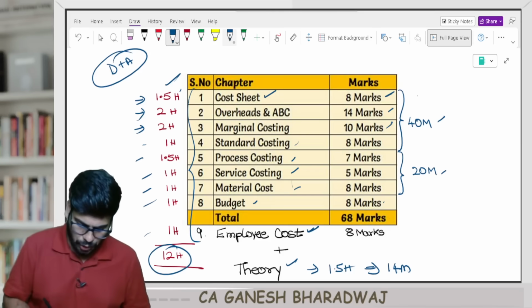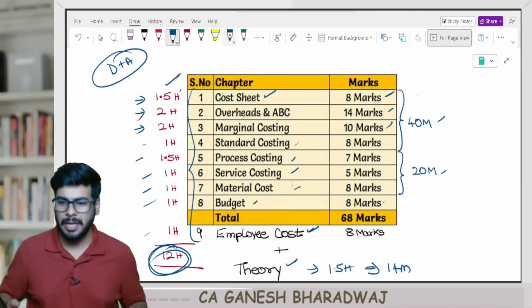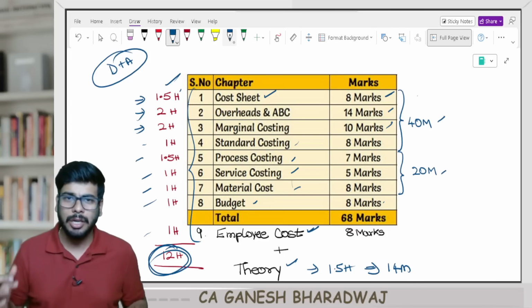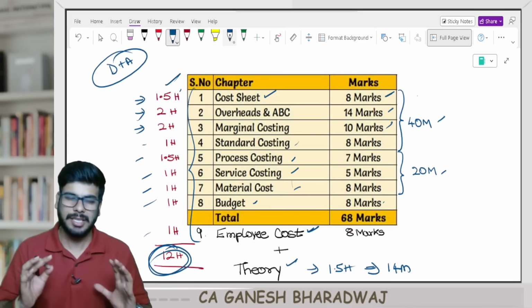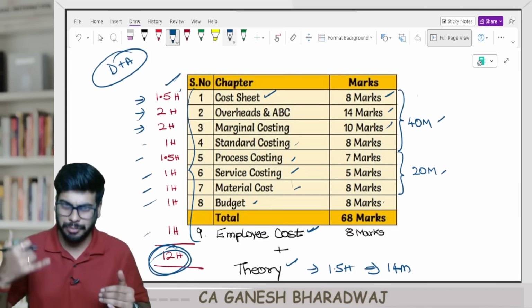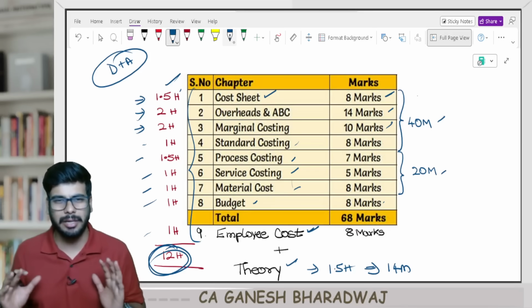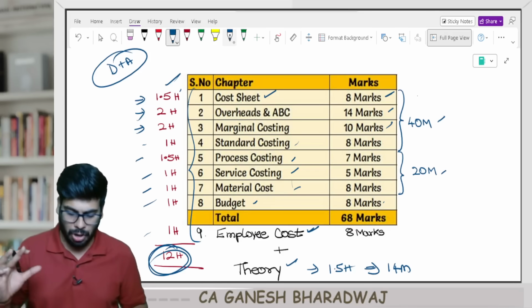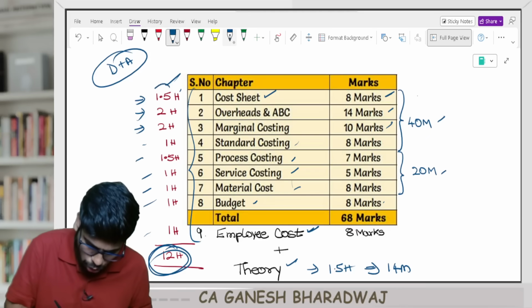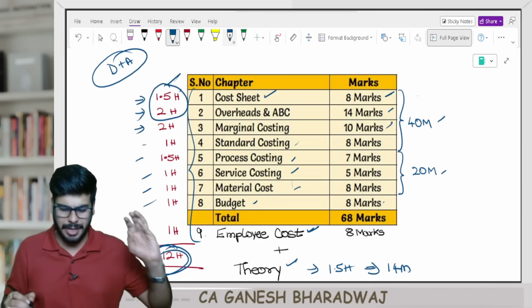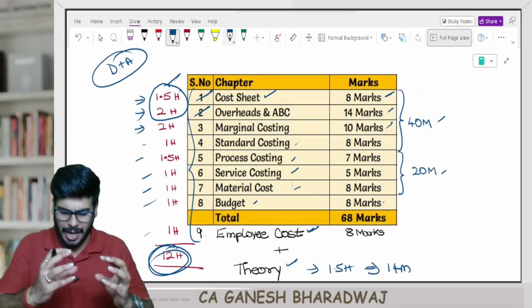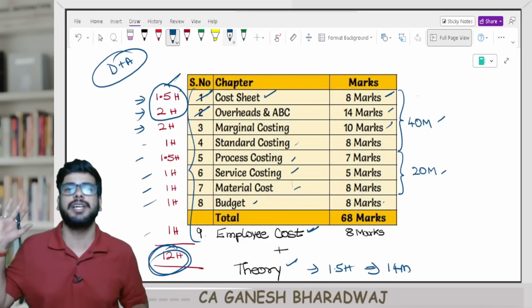Now, this 12 hours, sir, how do I cover it? Simple. Today, 9th of September, your tax paper is over. You come home, by around 7 o'clock, or max 7:30, you start preparing for your costing paper. Today, on the day of the tax paper, try to clock at least 3.5 hours. Try to finish the first 2 areas, cost sheet, overhead, ABC alone. Try to complete it by tonight itself.